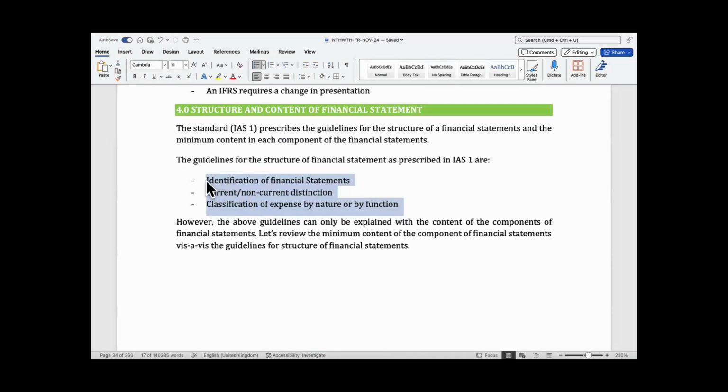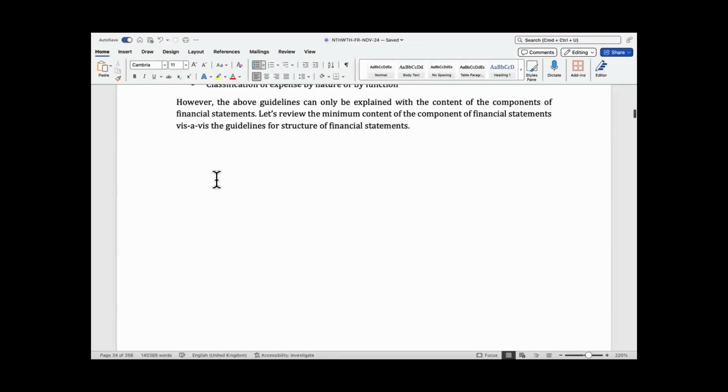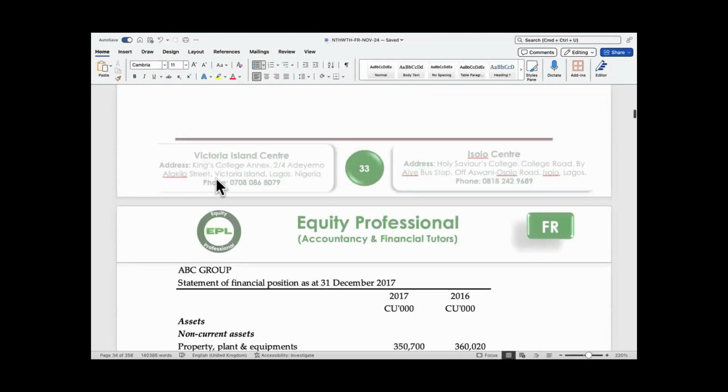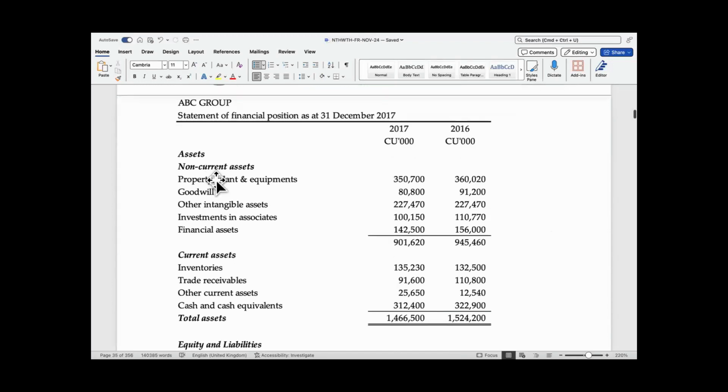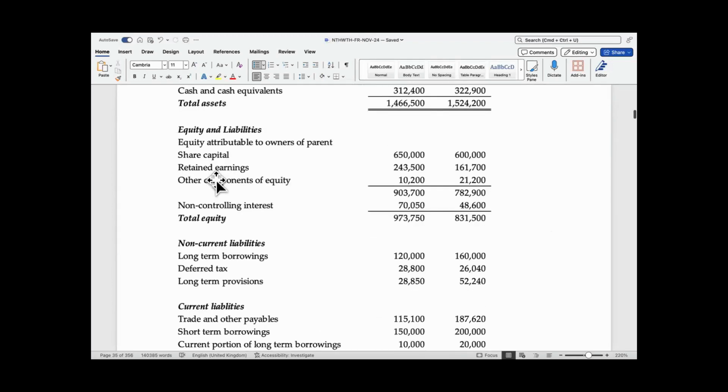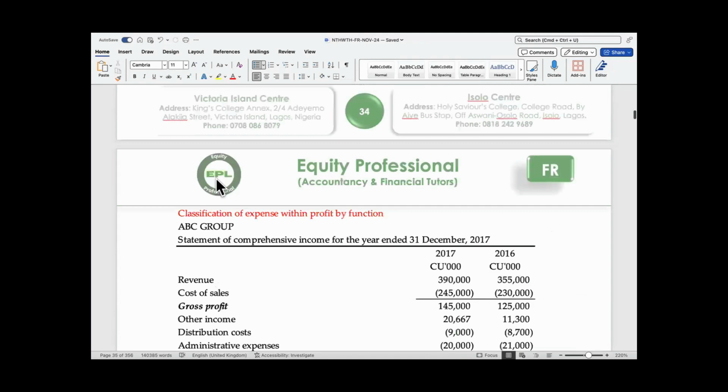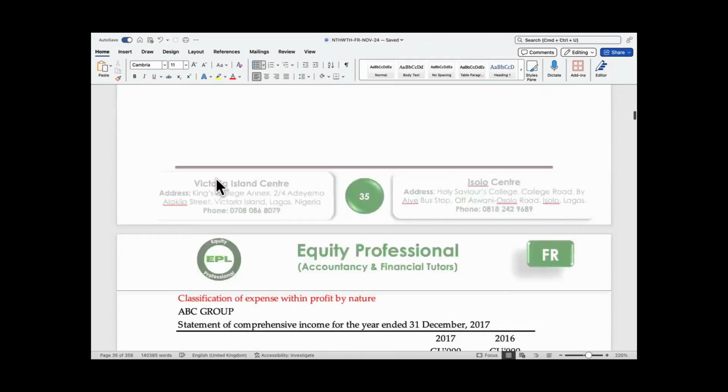First one is identification. Second one is the current, non-current distinction. And the third one is classification of expense by nature or by function. I'll just glance through it, but I'll spend most of my time on the structure and the content. So this is sample financial statements that has most of the items we are going to be faced with as we move on in this class.